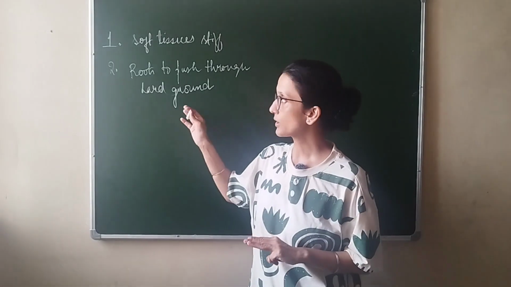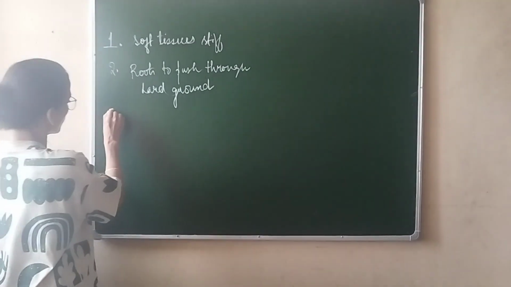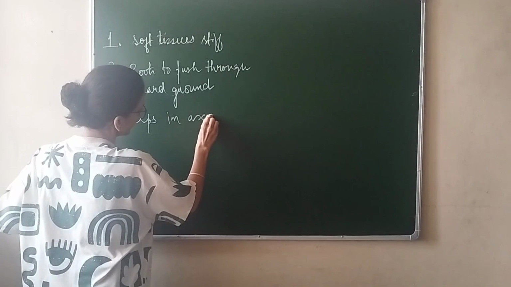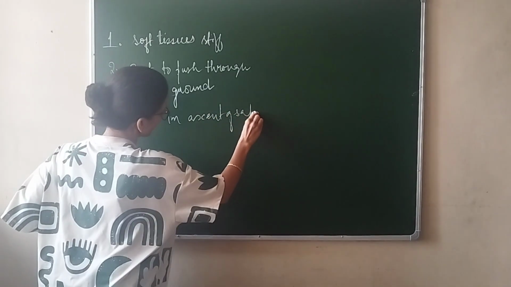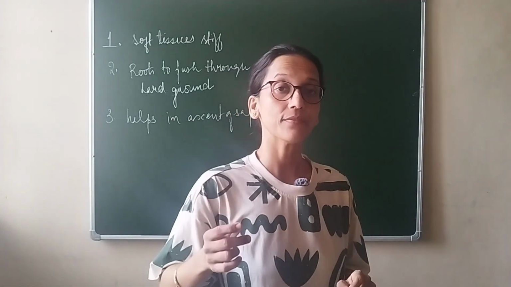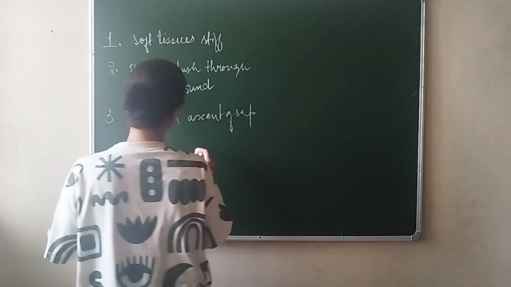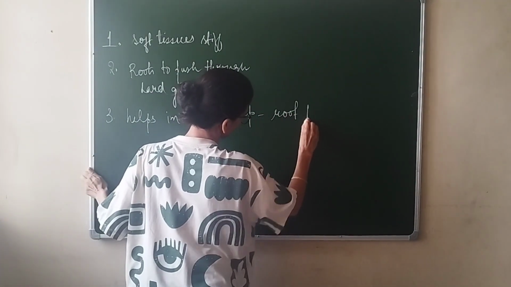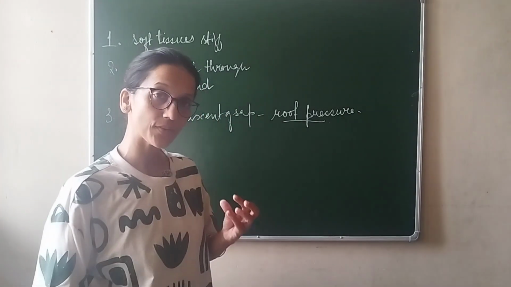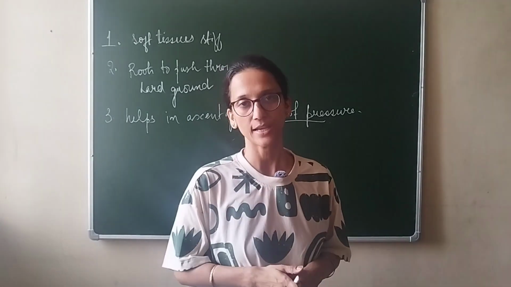The third very important function of this turgidity is that it helps in the ascent of sap. Let's understand what the ascent of sap is. Ascent of sap is the upward movement of water in the stem. Now this is developed again because of turgor pressure, which develops another pressure in the root cells known as root pressure. What is root pressure? Root pressure is the pressure that is developed in the root cells due to inward movement of water by cell to cell osmosis.